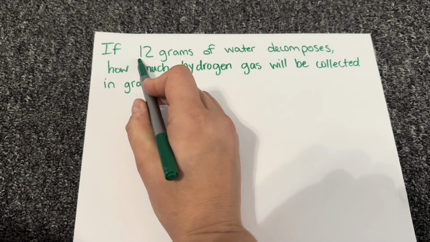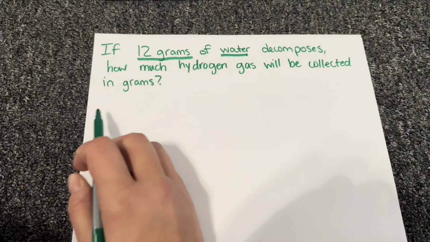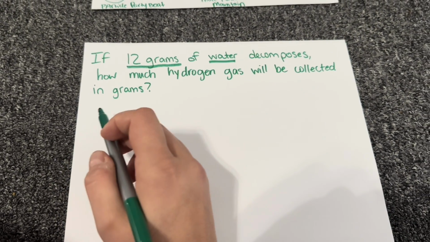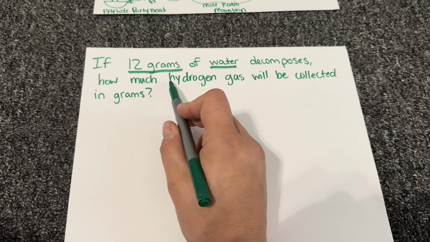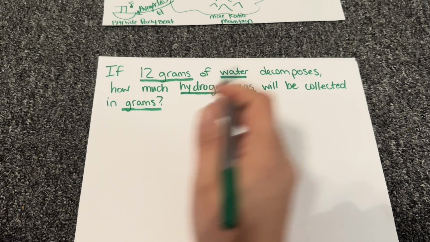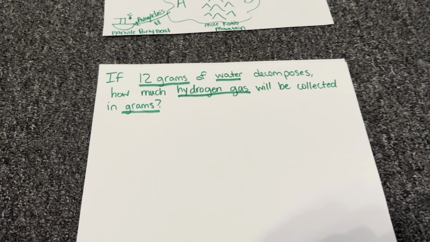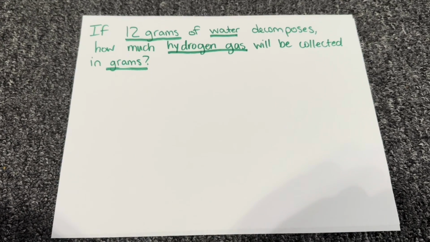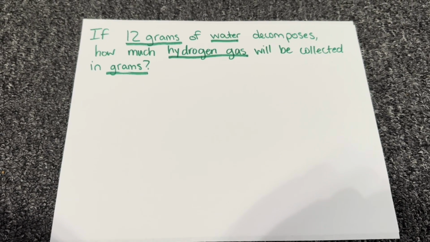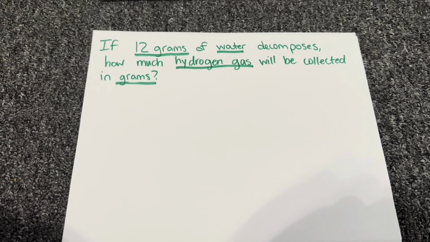So I've got 12 grams of water, and we want to know how much hydrogen gas in grams will be collected. So where do we even start for this problem? Because I know a lot of you guys are going to look at this and go, oh, I'm just going to give up. I don't even know what to do, right?